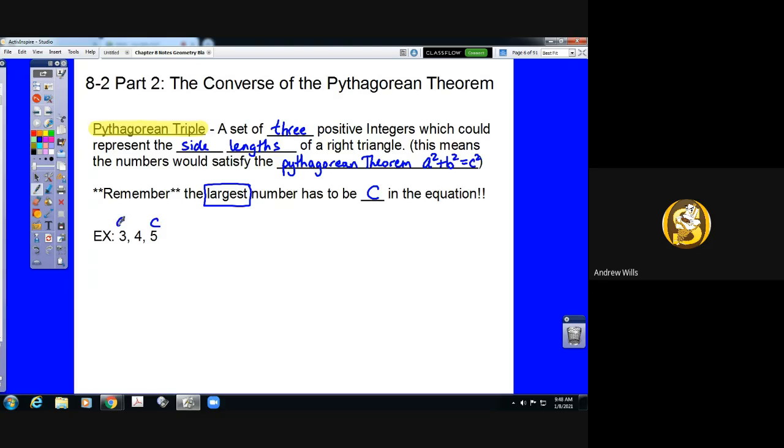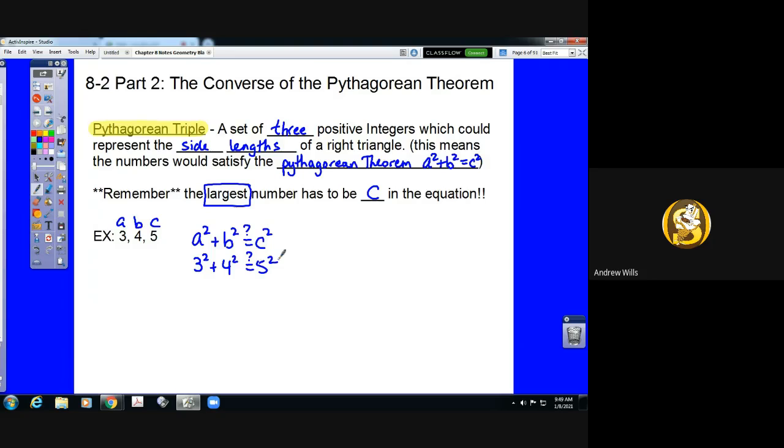The other two numbers are your A and your B. So we are going to simply check the Pythagorean theorem. We're asking ourselves, does a squared plus b squared equal c squared? That's what the question mark over the equal sign means. It means we're checking to see whether or not these things are equal. So we plug in our numbers, 3 squared plus 4 squared. Does that equal 5 squared?